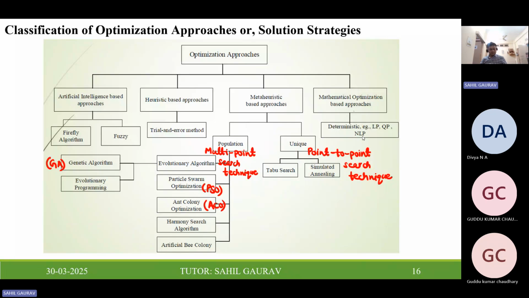LP is linear programming, QP is quadratic programming, and NLP is nonlinear programming. So in the reconfiguration of power distribution networks, this optimization comes again, and there are solution strategies you can divide into these types. And for power distribution planning also, this is the same. These optimization approaches are solution strategies that you can apply in any application.